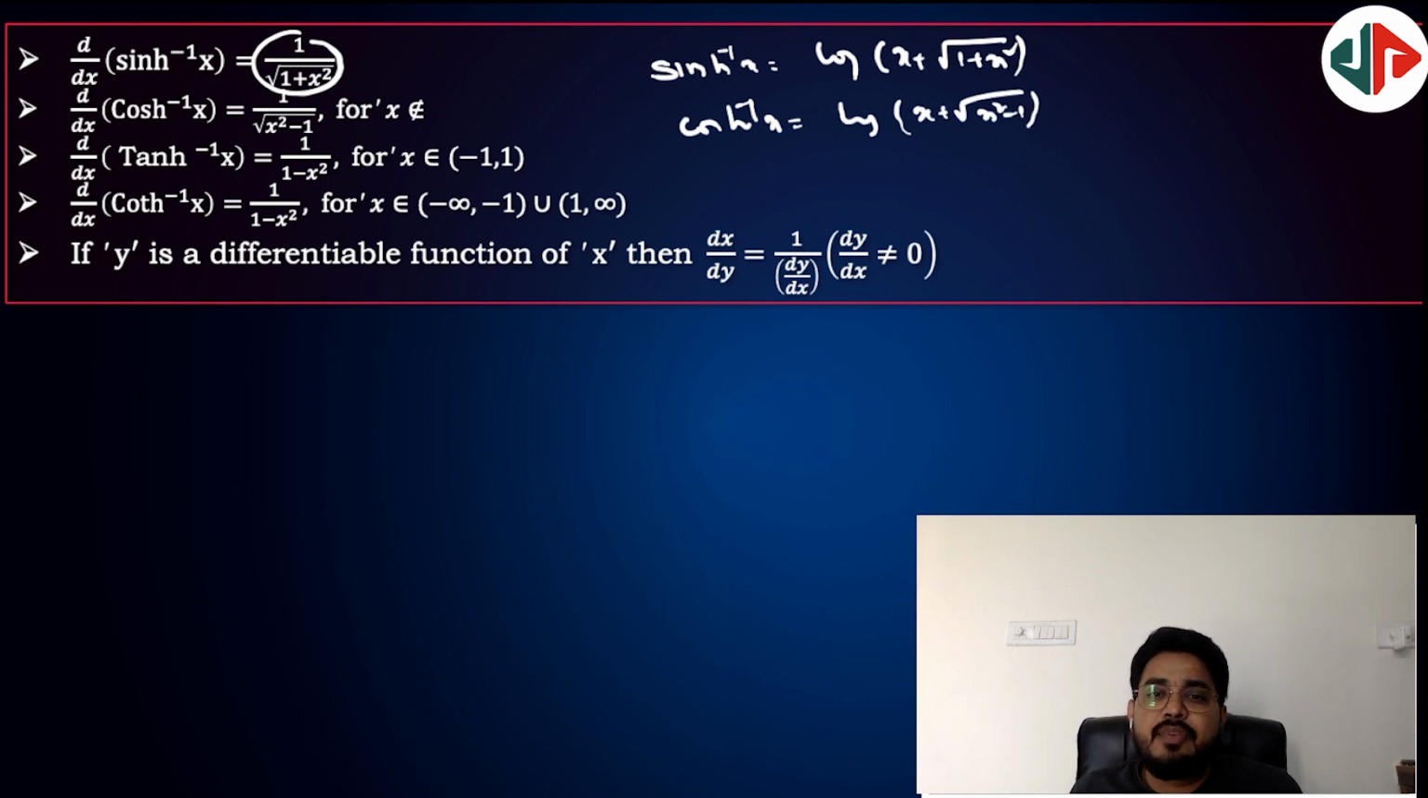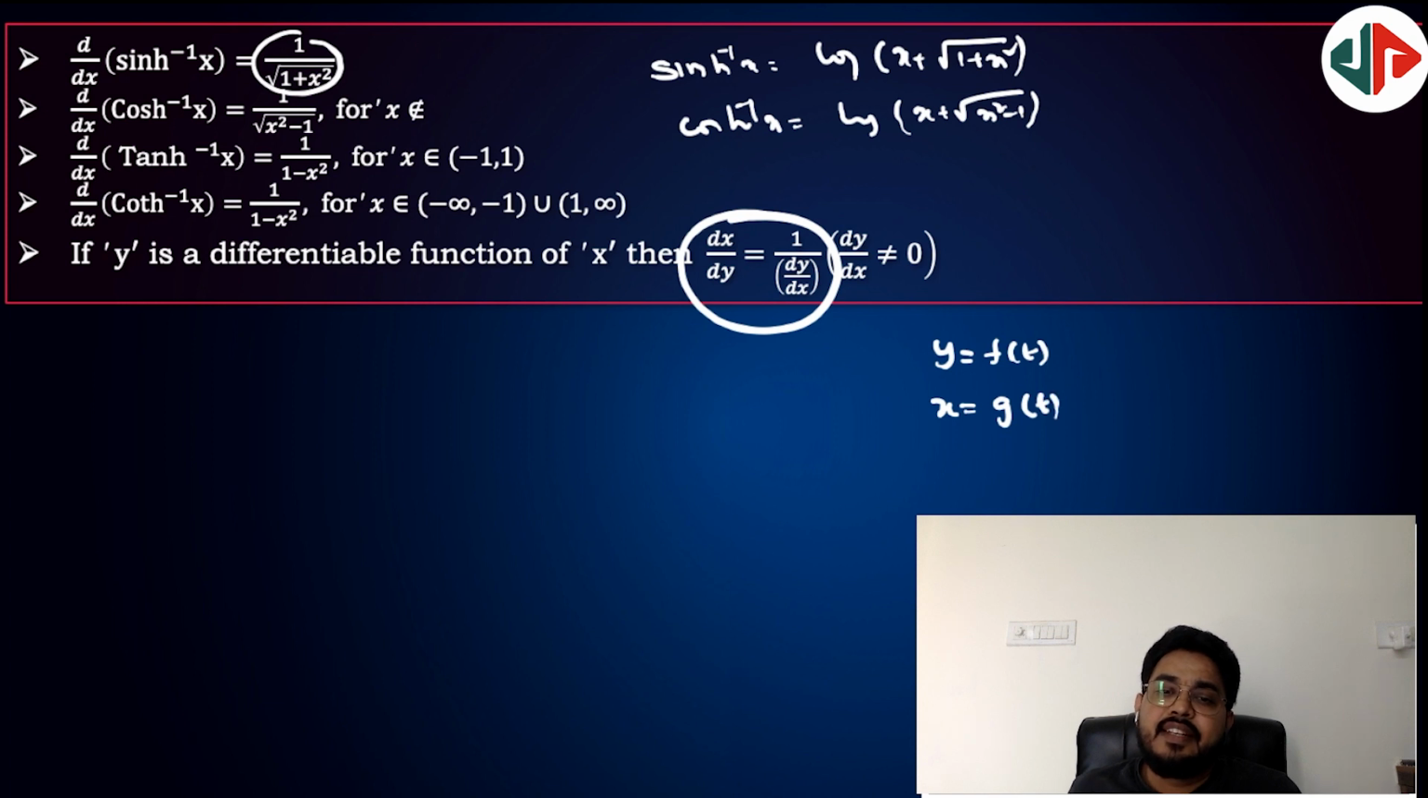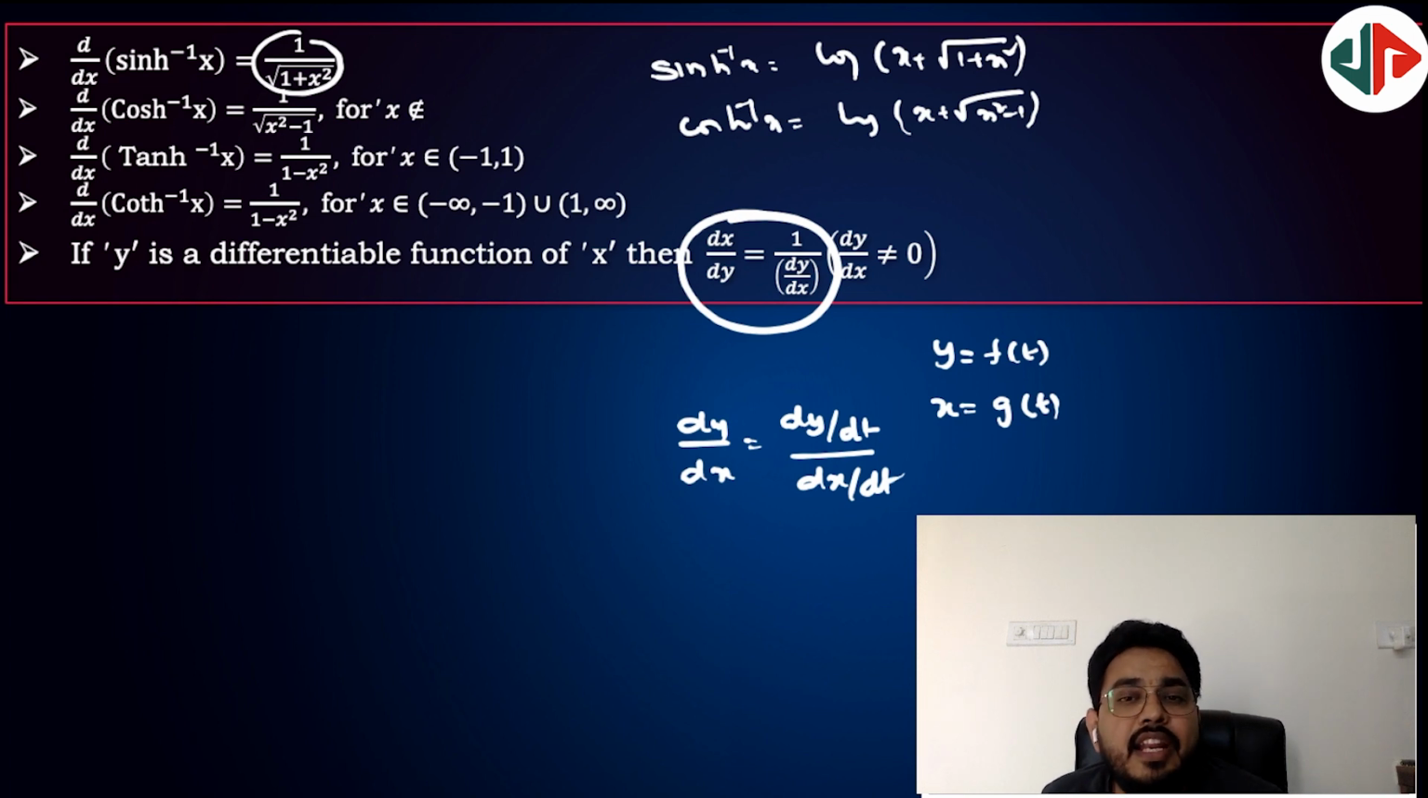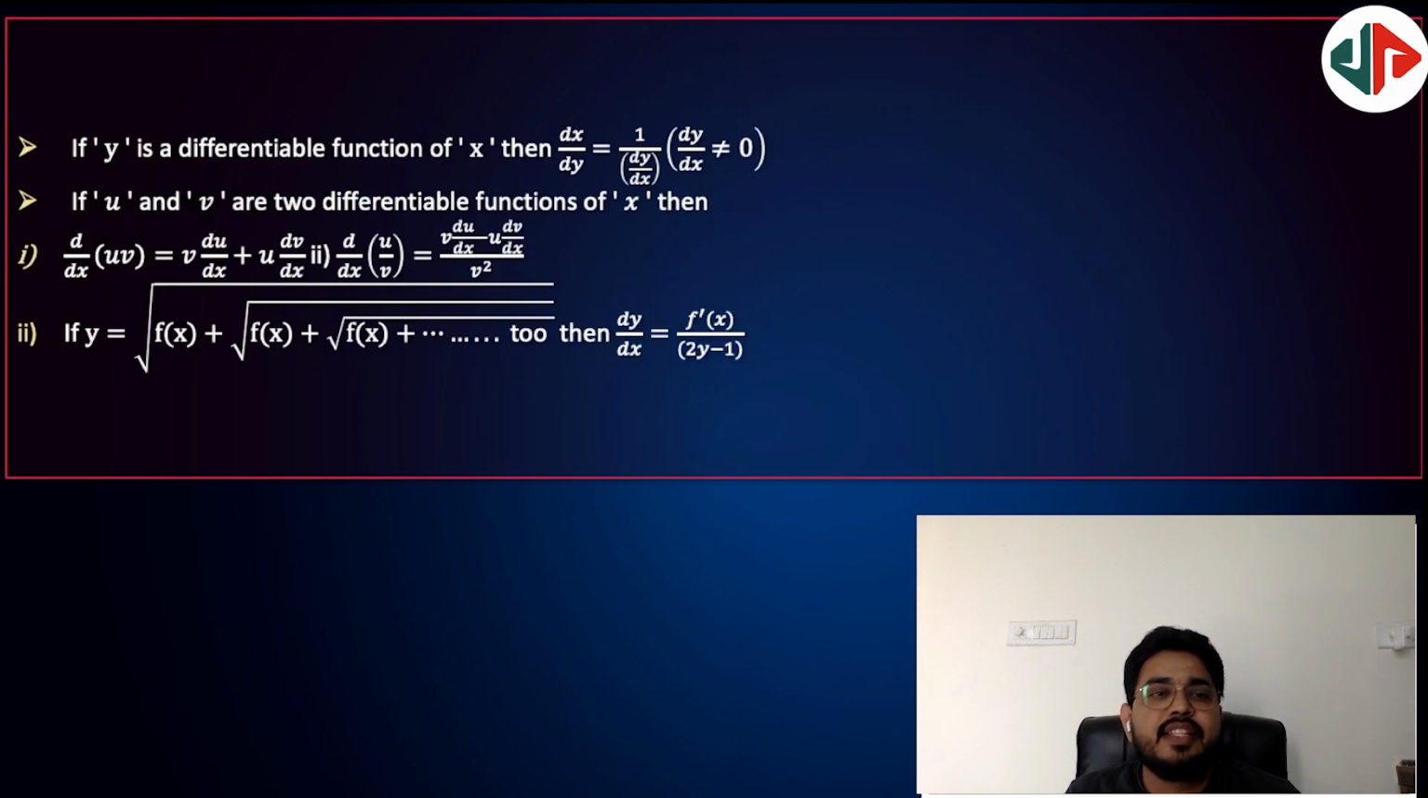And y is differentiable function, dx by dy is equal to 1 by dy by dx also we can write. Okay. And y is equal to f of t and x is equal to g of t. In this case, dy by dx is equal to dy by dt by dx by dt. This is the parametric form of the derivative. Okay. Y is differentiable function. We are writing this one.